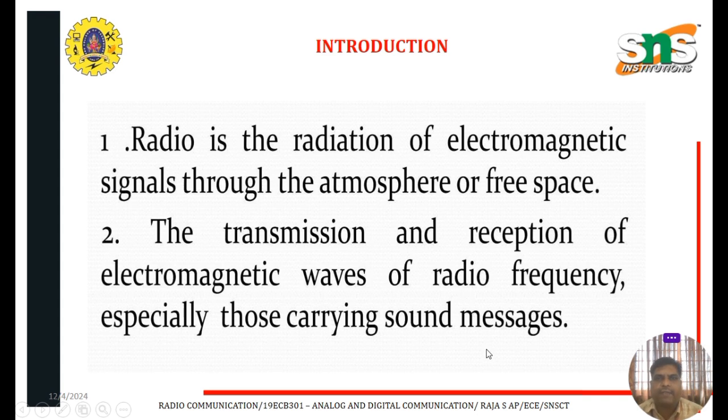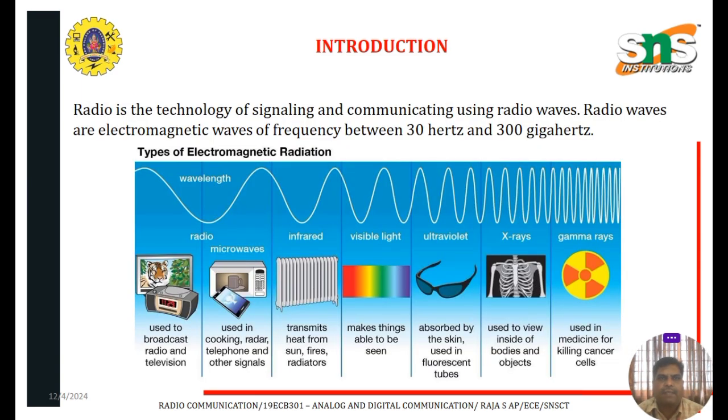Radio is the radiation of electromagnetic signal through the atmosphere of free space. The transmission and reception of electromagnetic waves of radio frequency, especially those carrying sound messages. This is the example of various types of electromagnetic radiation. Radio is the technology of signaling and communicating using radio waves. Radio waves are electromagnetic waves of frequency between 30 Hz to 300 GHz. So this figure shows the various types of electromagnetic radiation.